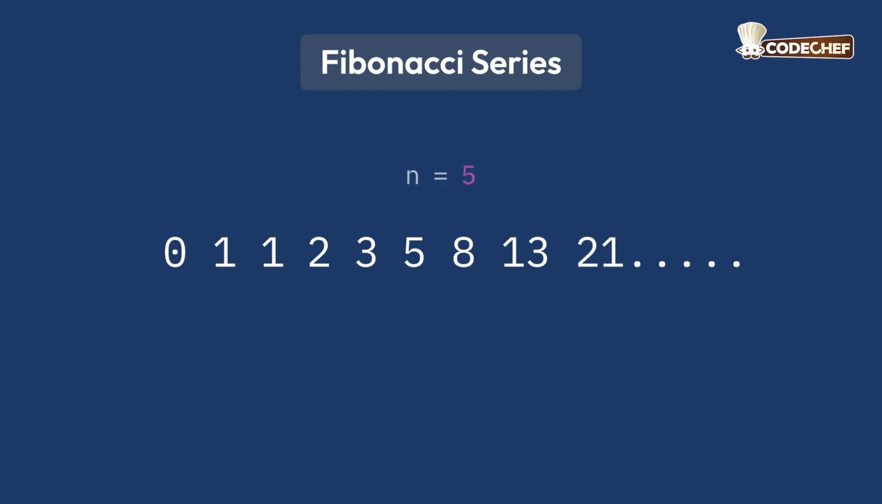Now let's say a number n is given to you. For n equal to 5, we need to print the first 5 numbers in the series, which will be 0, 1, 1, 2, 3. Now if n is 3, we've got to print 0, 1, 1. Let's try to sketch out the logic to solve this problem step by step.